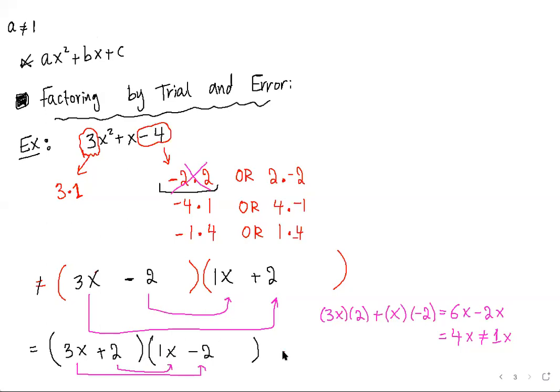What do they give me? -6x. 3 times -2 is -6x. Plus what? Plus 2 times x, 2x. And they give me -4x. And the -4x is not 1x, the middle one. So this one is not equal to 1x. This means I have to remove this one. It's not going to work. Okay?